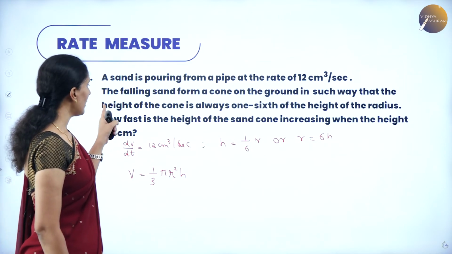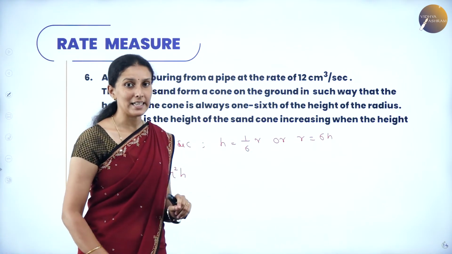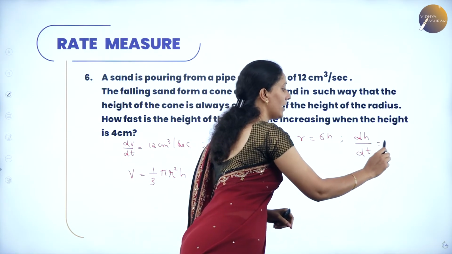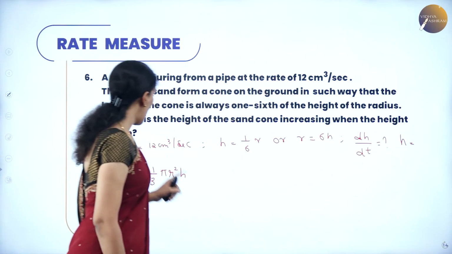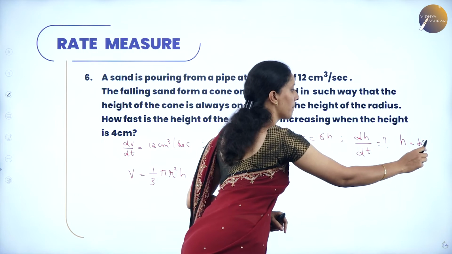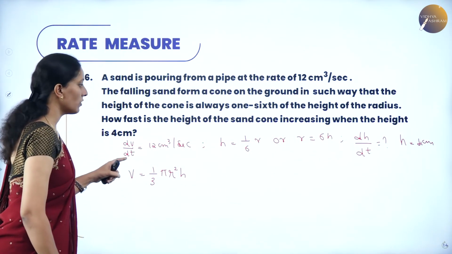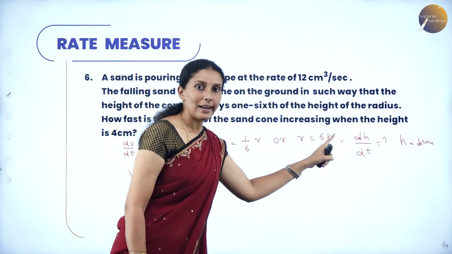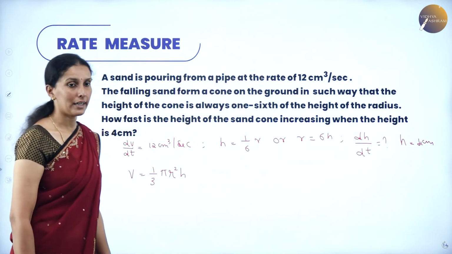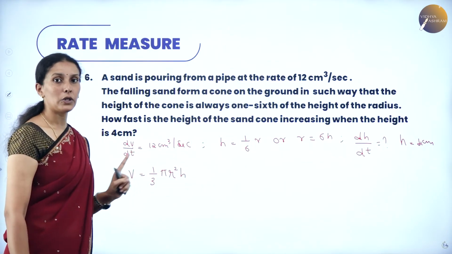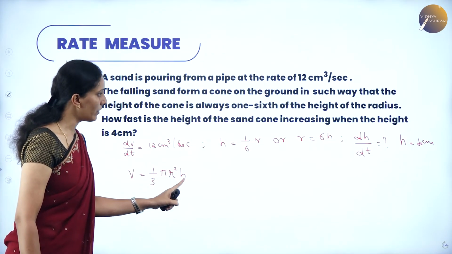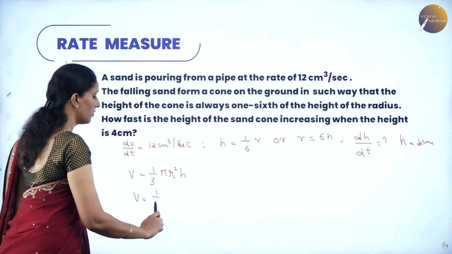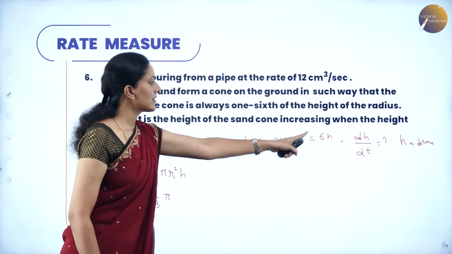Now what do we have to calculate? How fast the height of the sand cone is increasing. That is the change in height with respect to time we have to calculate whenever h is equal to 4 centimeter. So these are the things given. Change in volume is given. The relation between height and radius is given. And we have to calculate the change in height whenever height is 4 centimeter. So now let us differentiate this with respect to t here. But before this, let us convert r in terms of h. So here it becomes V is equal to 1 by 3 pi, r is nothing but 6h.